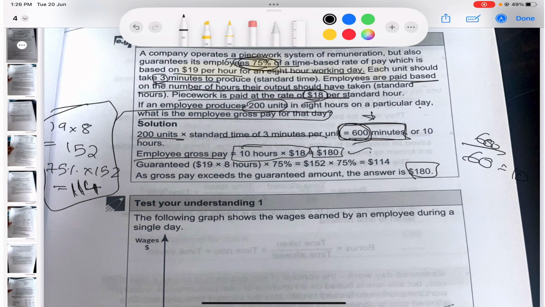Okay. You might be wondering, why am I not considering this 114 anymore? See, 114 is my minimum. If my minimum is 114, my gross pay is 180. So 180 is more than 114, right? So I don't have to care about my minimum. If my gross pay would have been, let's say, 100, in that case I would have given my employees 114 since that is my minimum requirement.